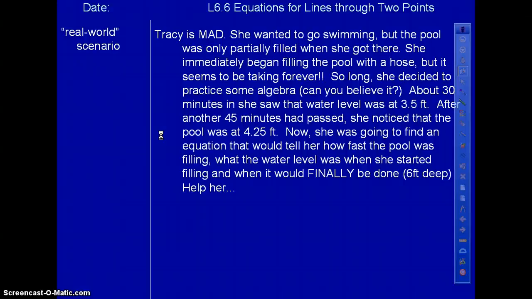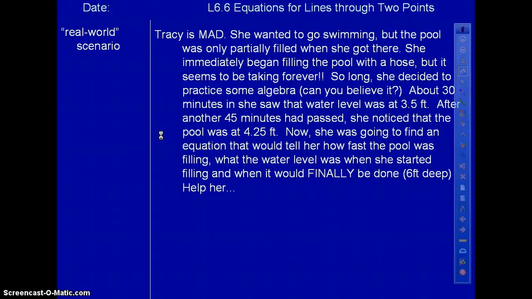So about 30 minutes in, she saw that the water level was at 3.5 feet. After another 45 minutes had passed, she noticed that the pool was at 4.25 feet. So now she's going to find an equation that would tell her how fast the pool was filling, what the water level was when she started filling, and when it would finally be done. I want you to go ahead and help her.